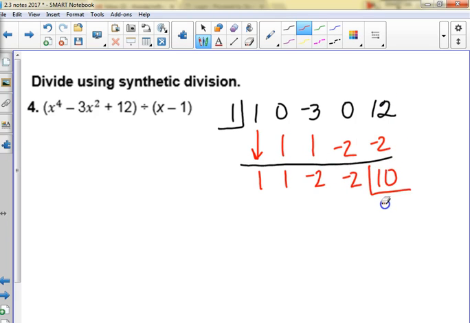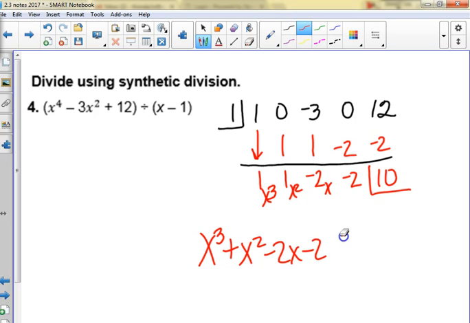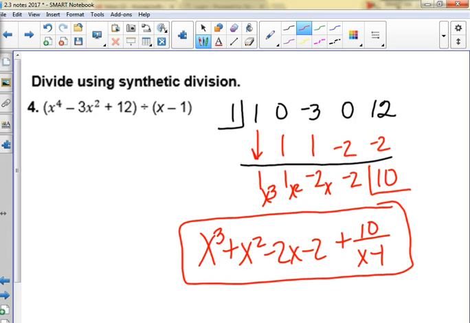Did everybody get a remainder of 10? Okay. So the depressed polynomial would be x cubed plus x squared minus 2x minus 2 plus 10 over x minus 1, if it said to write the remainder as a fraction. Everybody good? Anybody make a sign mistake? Got a question? All right, good job.